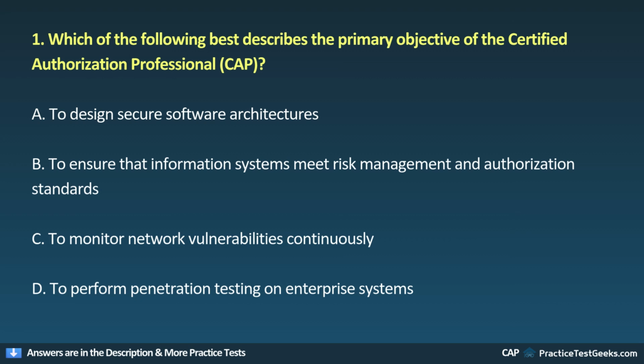1. Which of the following best describes the primary objective of the Certified Authorization Professional, CAP? A. To design secure software architectures. B. To ensure that information systems meet risk management and authorization standards. C. To monitor network vulnerabilities continuously. D. To perform penetration testing on enterprise systems.